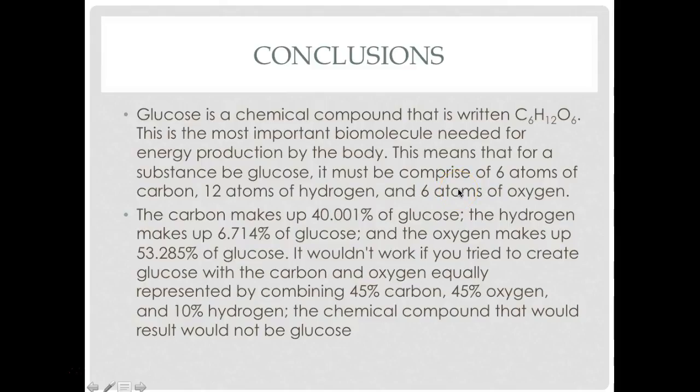So now if we take the individual masses, you will find that carbon makes up 40% of glucose, hydrogen is 6.7%, and oxygen is 53.285%. If you had a compound that was 45% carbon and 45% oxygen and 10% hydrogen, then it's not glucose, it's some other compound. So these percentages by mass are always going to be a constant for any sample of glucose.